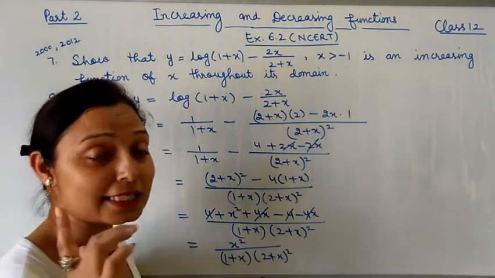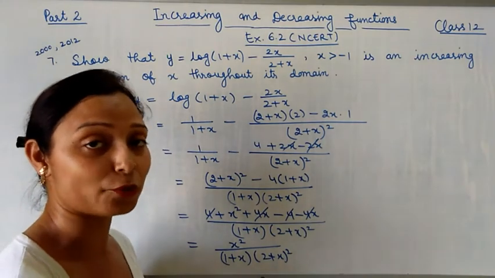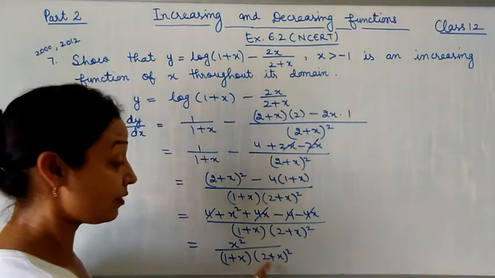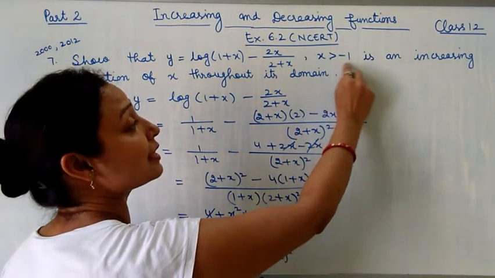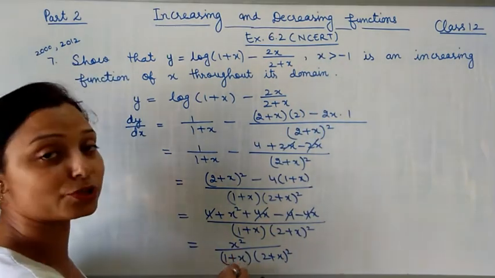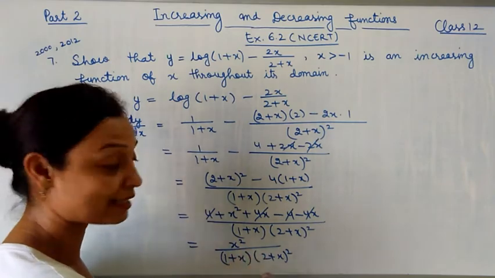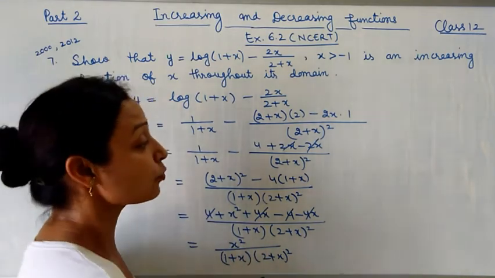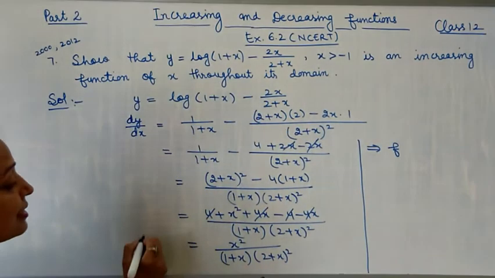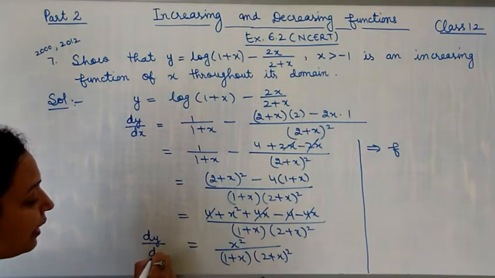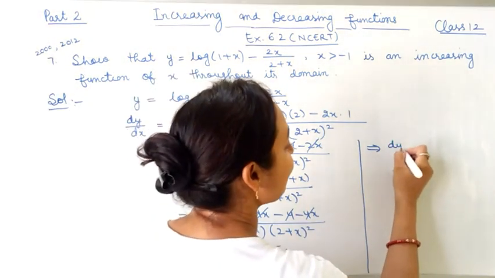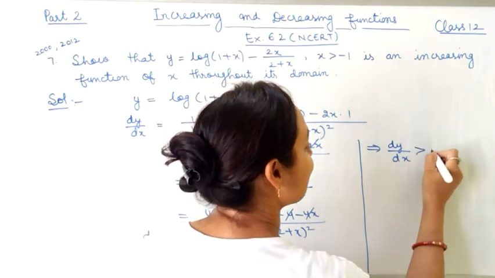Keep in your mind that a square is always a positive quantity, because negative times negative is positive, so both are positive. And if you follow this condition, x greater than minus 1, you put the values 0, 1, 2 in place of x. It is always increasing. So I will write in the next step, f dash. This is f dash, this is dy upon dx. You can write it as dy upon dx or f dash x. So I will write dy upon dx is greater than 0.